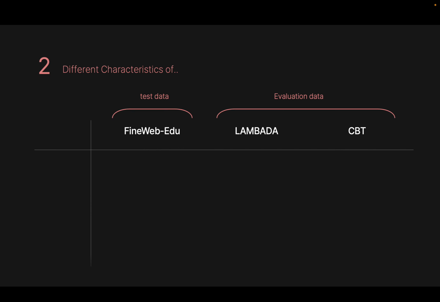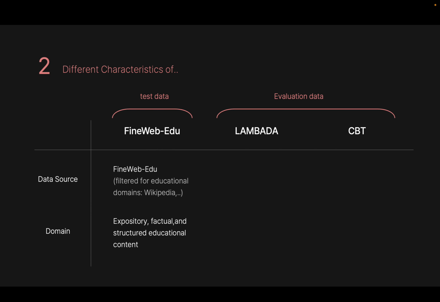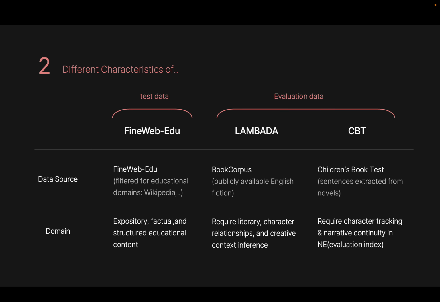Another key factor is the different characteristics of training data and evaluation data. Our model was trained on FineWeb, which consists of structured, factual, and educational content, mostly expository in nature. In contrast, LAMBADA and CBT are based on novels, requiring understanding of dialogue, character relationships, and narrative context. This domain gap makes tasks like LAMBADA and CBT, especially named entity questions, much more challenging for our model.